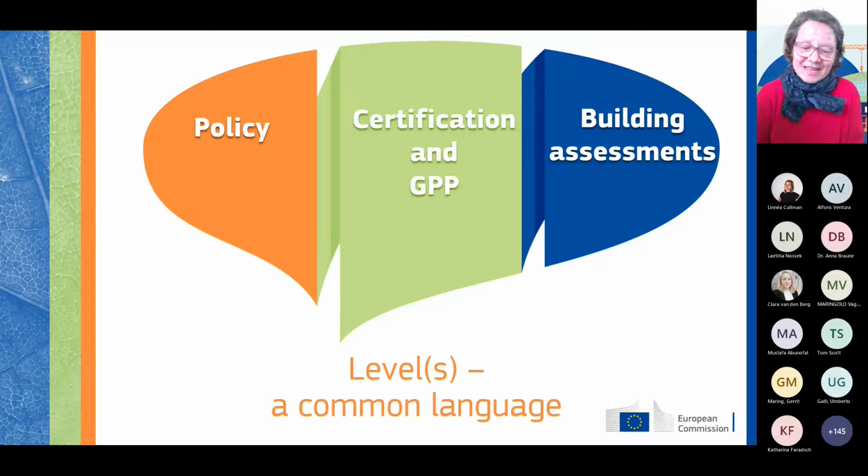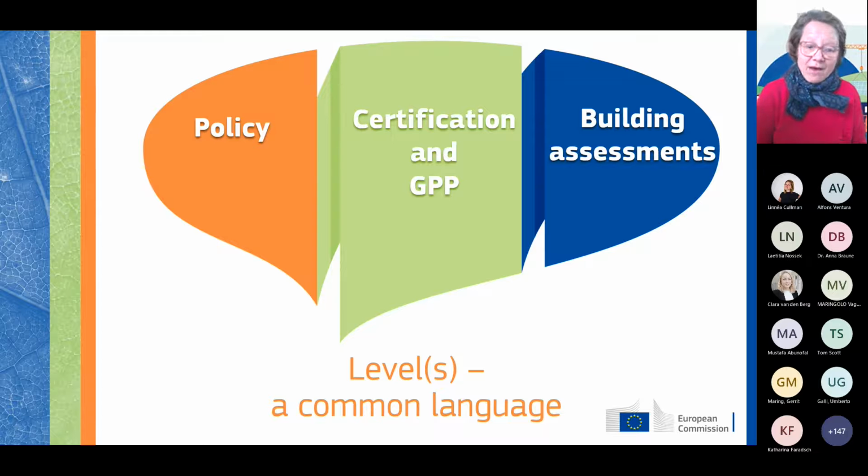But we have also seen, since levels was published in 2020, that it has worked as a really good basis for bringing in life cycle thinking and circularity into different policy measures, in particular EU policy measures. So currently, for example, you may be aware that there is an ongoing revision of the Energy Performance of Buildings Directive. There, for the first time, we are bringing in life cycle thinking, and we are doing that with the help of levels indicators.